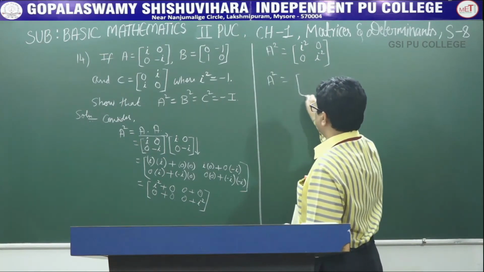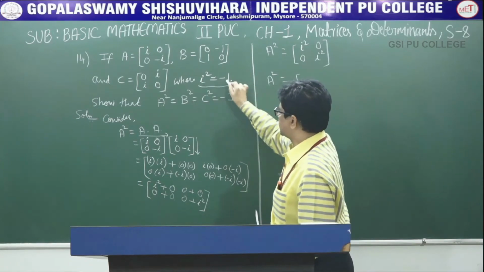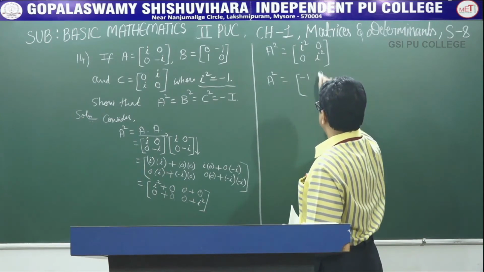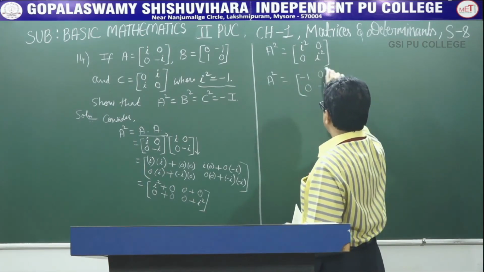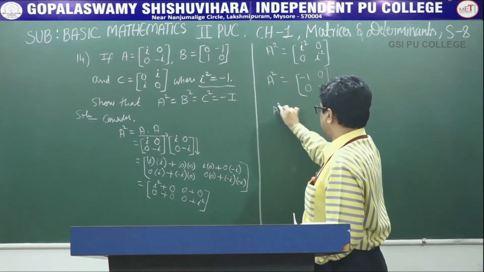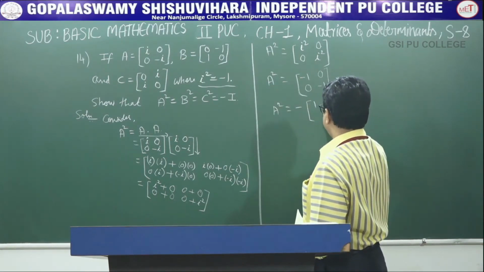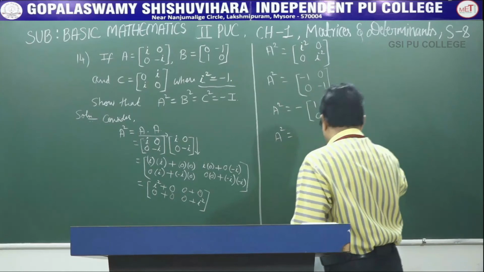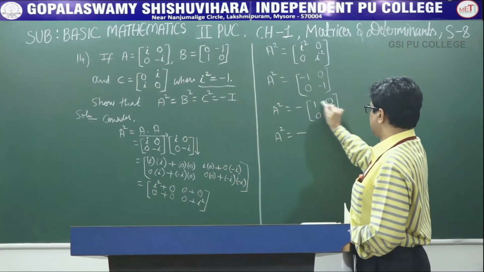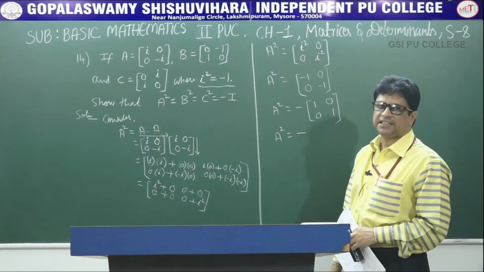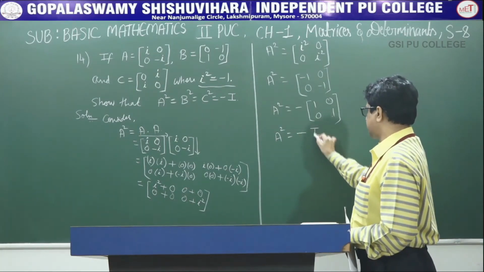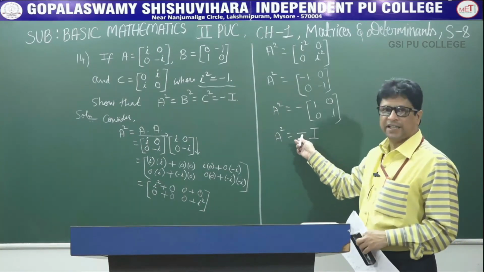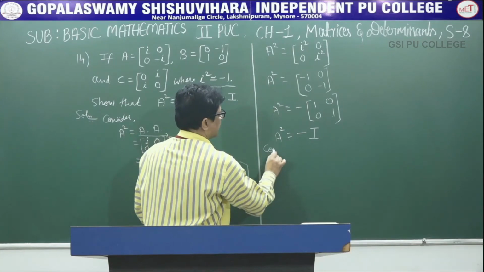So, A square is equal to, they have given that i square is equal to minus 1. So, i square is minus 1, 0, 0, i square is minus 1. If we take common minus, we have 1, 0, 0, 1. So, that will be equal to minus, see, 1, 0, 0, 1 is an identity matrix. So, that is represented by I. Therefore, A square will be equal to minus I.